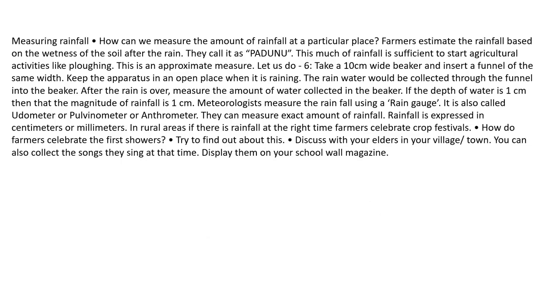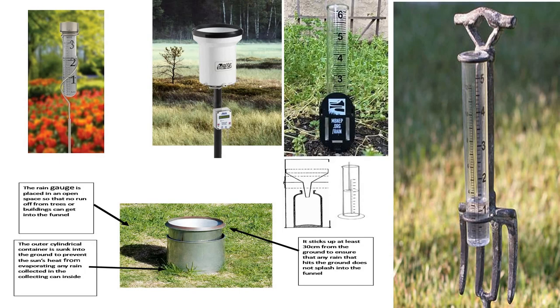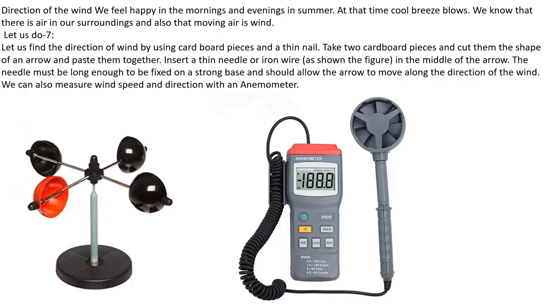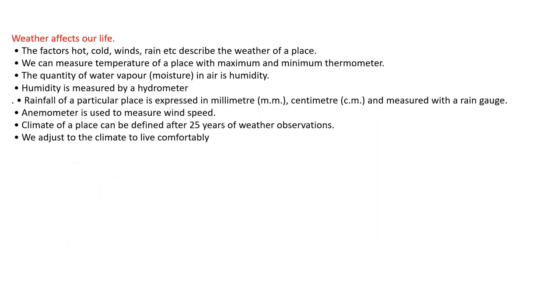Now let's see how we can measure the rainfall. What instruments are used? We have seen the rain gauge is used for measuring rainfall, and it is measured in mm and centimeters. And this is an anemometer and a cup anemometer, by which we can measure the wind speed.